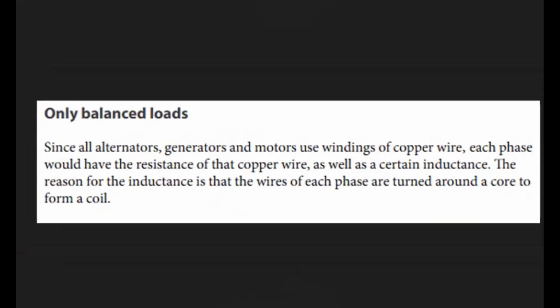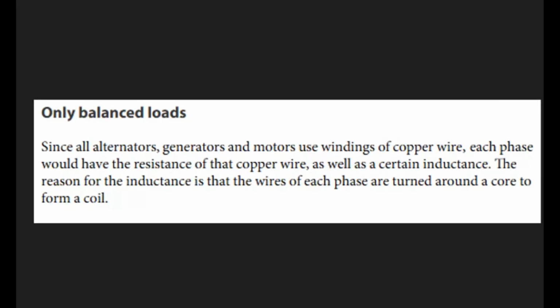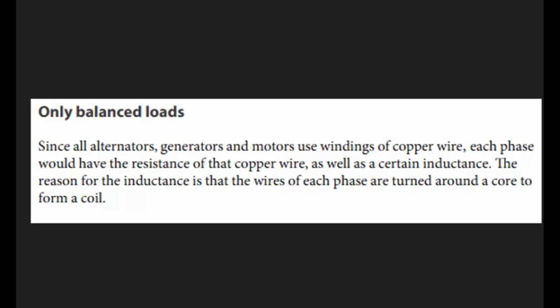Since all alternators, generators and motors use windings of copper wire, each phase would have the resistance of that copper as well as a certain inductance. The reason for the inductance is that the wires of each phase are turned around a core to form a coil. In effect, that is an inductor.